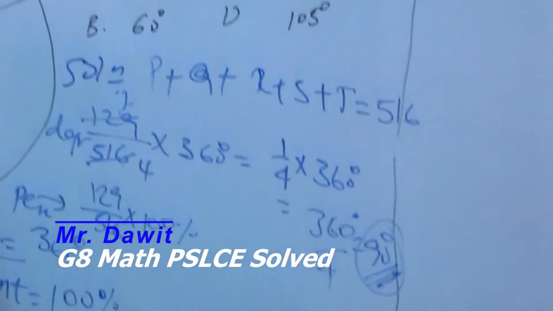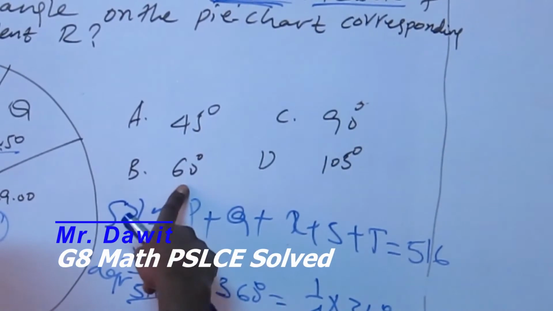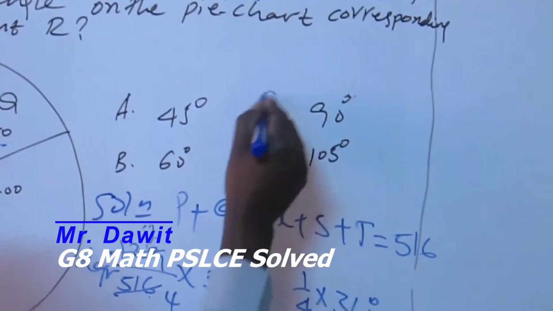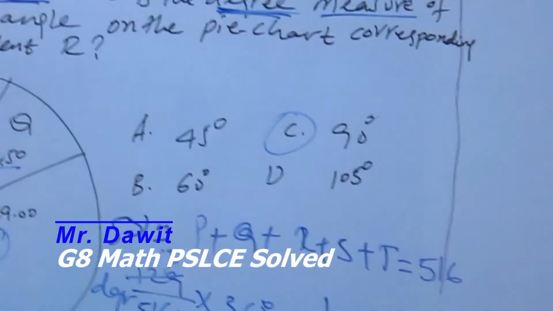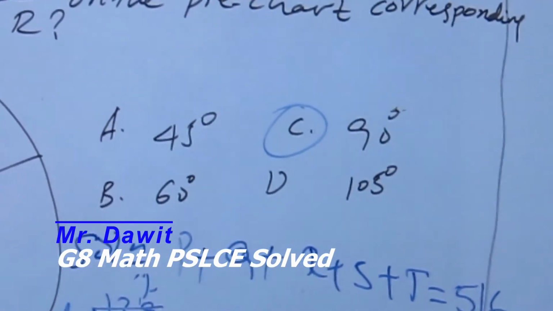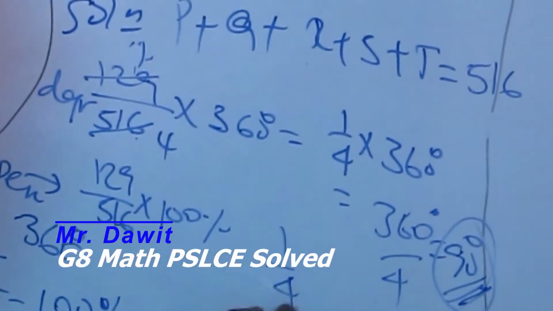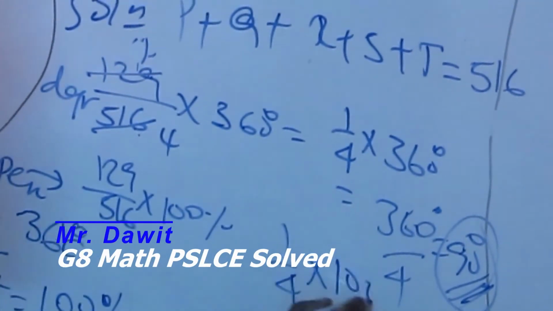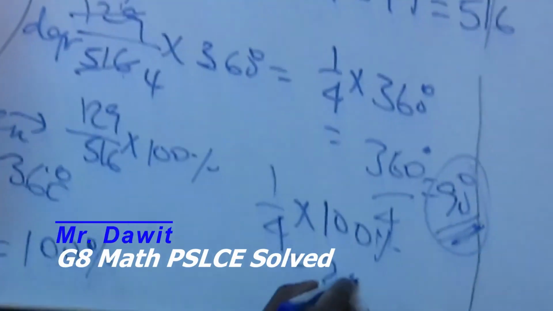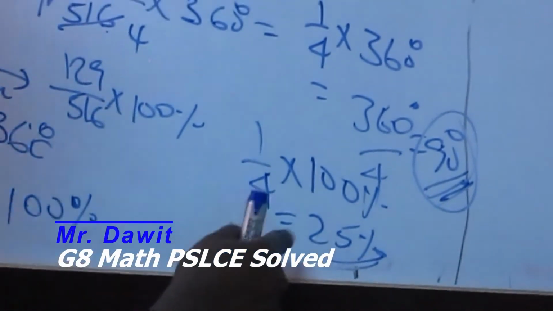Among our options there is 45 degree, 60 degree, 90 degree, 105 degree. So our answer is C, 90 degree. If it were percent, that means 1/4 times 100%. It becomes what? 25%.